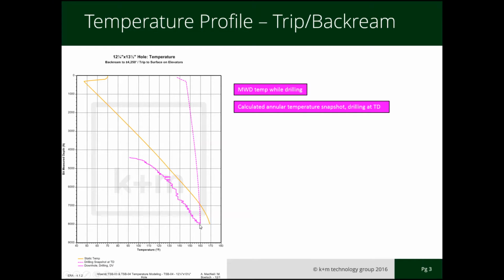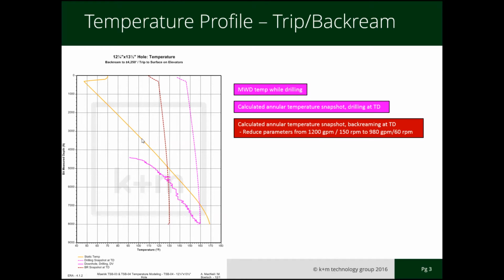Now if I overlay a snapshot of what the temperature profile is from the MWD all the way back to surface, you can see that the majority of the well is close to 160 degrees Fahrenheit, terminating at surface at somewhere around 135 degrees Fahrenheit. So most of the well is pretty warm, certainly warm compared to the static geothermal gradient shown in gold. Now, if we were to simulate what the annular temperature snapshot would look like during the backreaming process, the wellbore temperature would be considerably cooler, from 160 degrees while drilling down to 130 degrees if we were to backream at TD with the parameters that were being used on this operation.